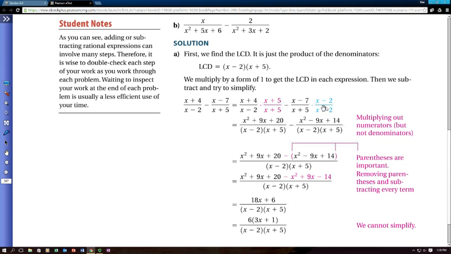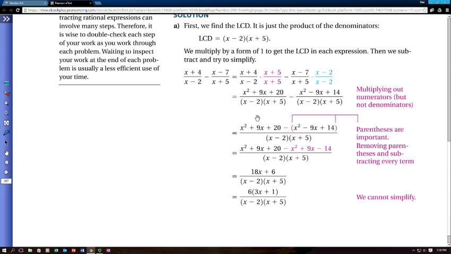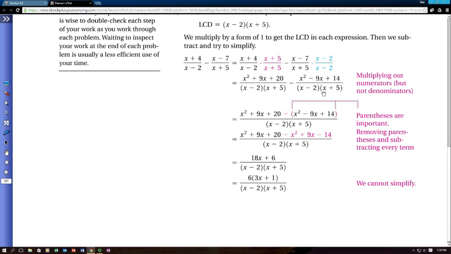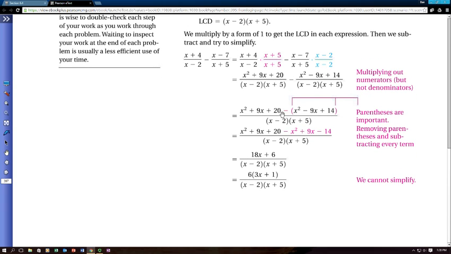And this is the work where they show the missing prime factor for this LCD is x plus 5 and the other one is x minus 2, so I multiply by 1 and I end up with these two trinomials over this same denominator now. So I can subtract these.